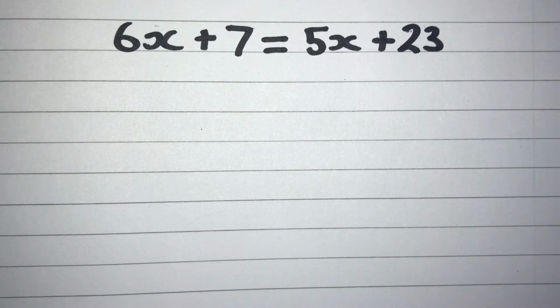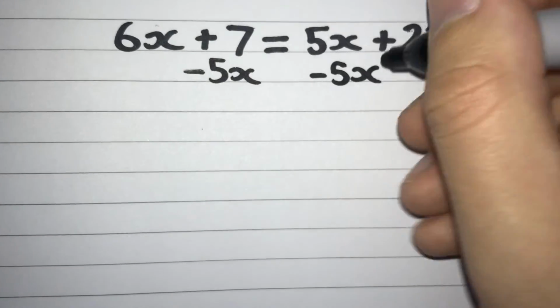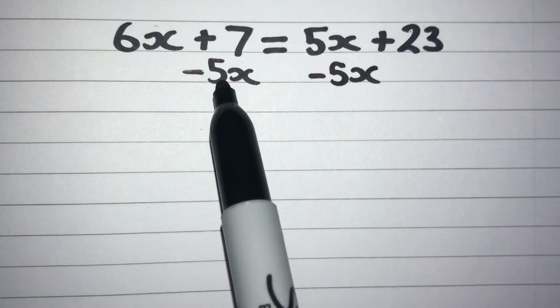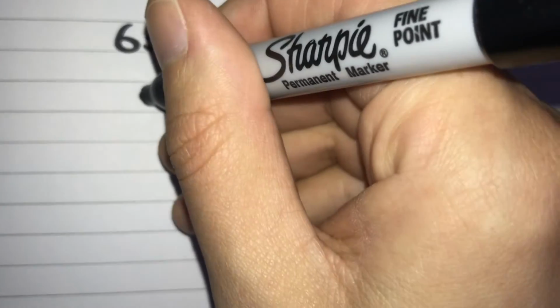Okay, so with this one, again, we want to get rid of our smaller amount of x. So in this case, it's going to be our 5x. So we subtract 5x from both sides. On the left-hand side, we started with 6x. We've taken 5x away, so we've just got 1x left, which we of course can write just as x.